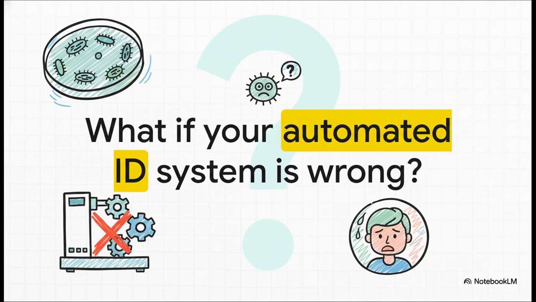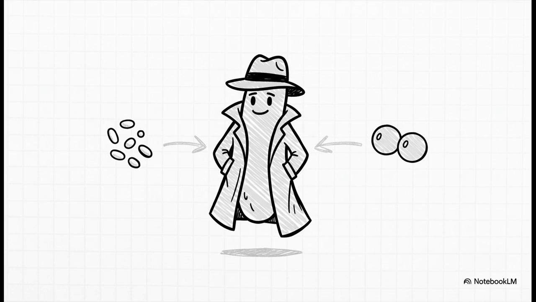You get an isolate, you pop it on your automated system, and out comes an ID. Simple enough, right? But what if that ID is just plain wrong? And what if that one mistake could have huge consequences for the patient? Well, that's the exact situation we're going to break down today.